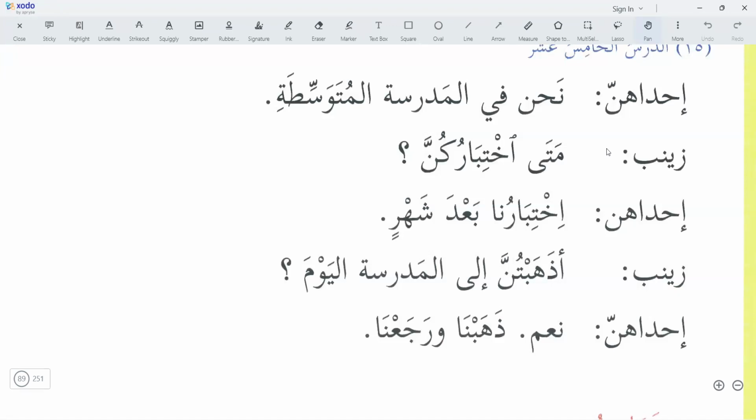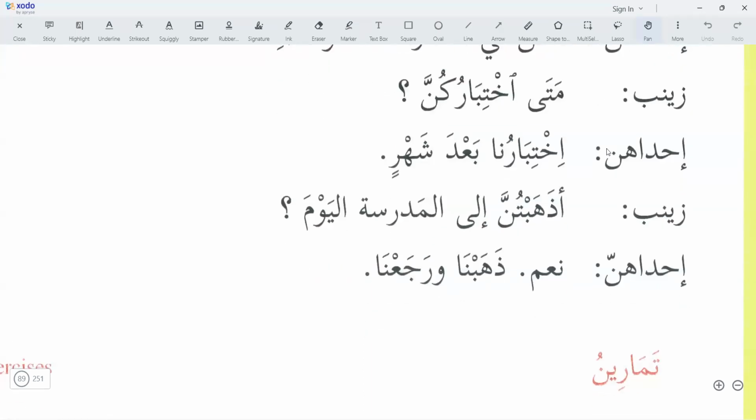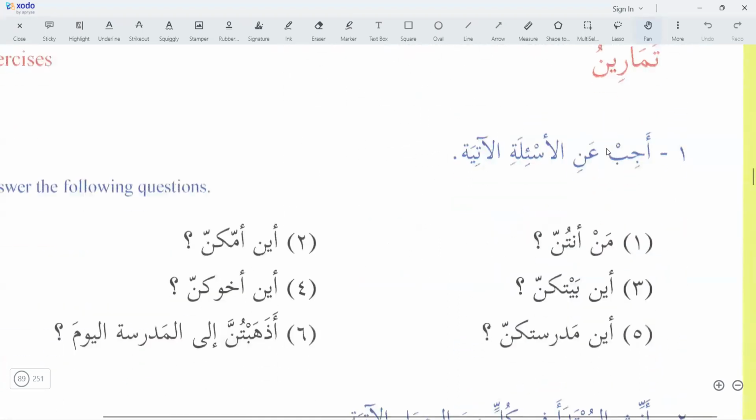Zainabu: Azahabtunna ila al-madrasa al-yawm? Did you go to school today? Ehdahunna: Na'am, yes. Zahabna, we went, warajana, and we returned. Thank you.